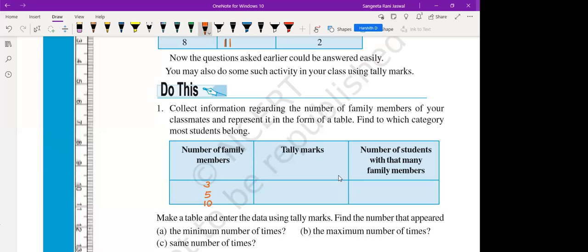I'm just taking an example. Suppose you get 5 families which had 3 members in the family. So there were 5 families. You got 2 families which had 5 members. You got 6 families which had 10 members. So this is the information you collected from your society. Now you will represent it in the tally form. How will you do that?